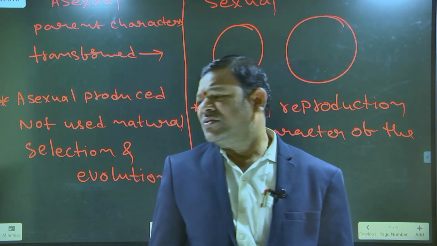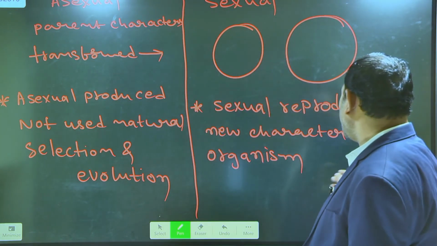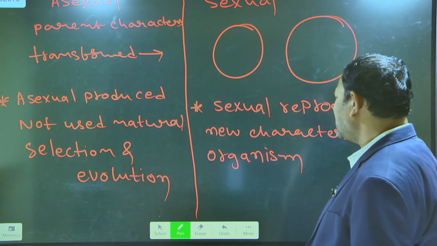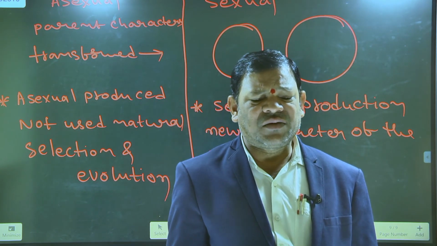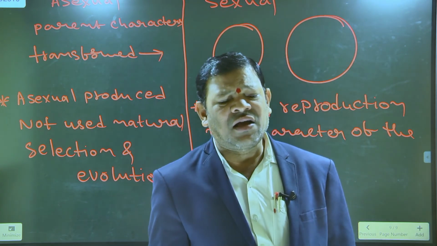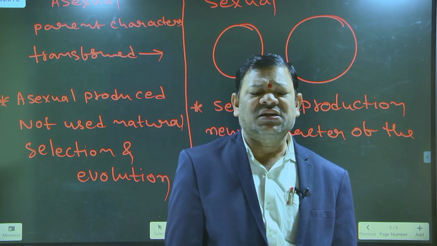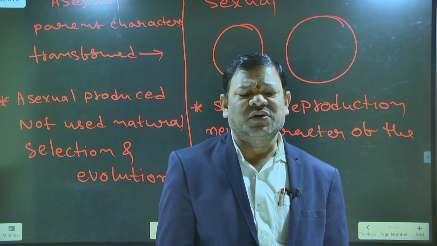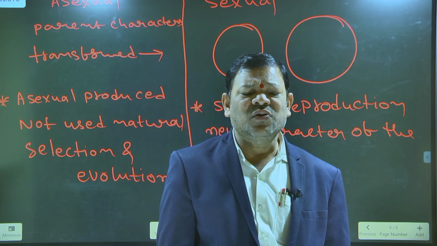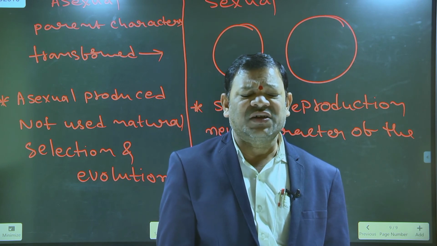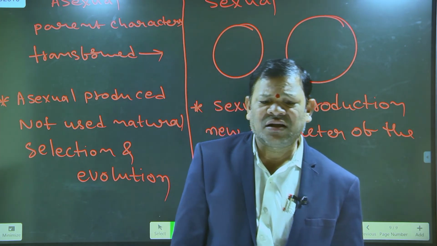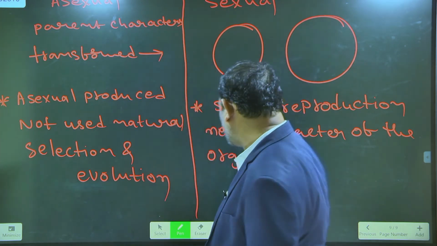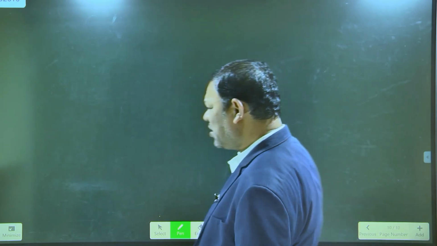In sexual reproduction, new characters can be seen in the organism, so that's why sexual reproduction is a very advanced method of reproduction. Sexual reproduction is very active, energetic and advanced. New organisms and new characters can be seen only through sexual reproduction. These are the introduction to reproduction.